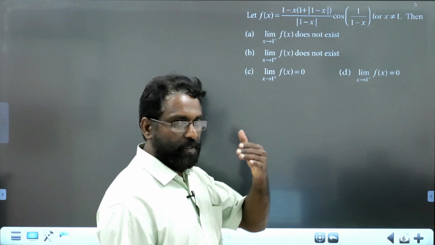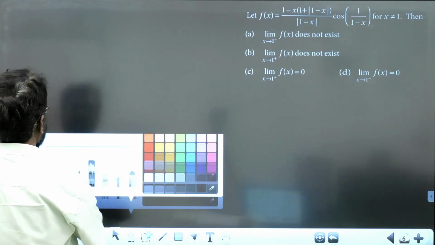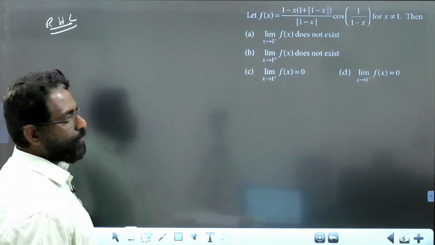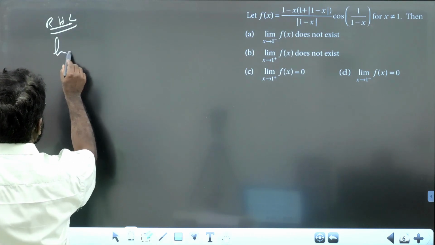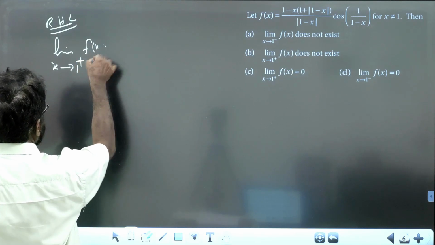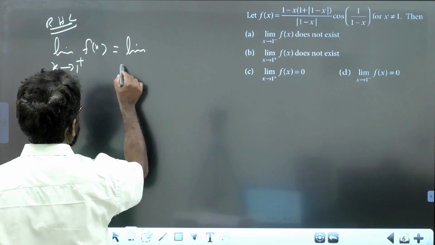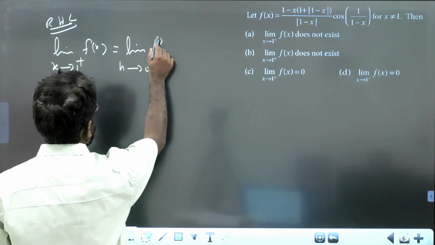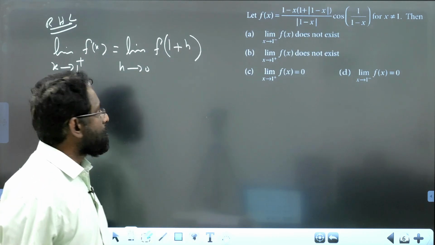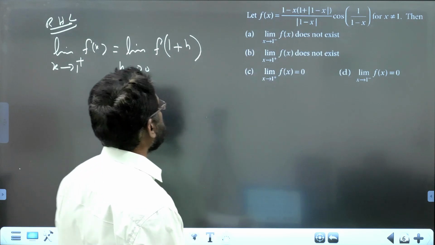Okay, we can verify each option. First, we will discuss the concept of RHL. That means limit x tends to 1 plus f of x. We have the result that this is equal to limit h tends to 0 f of 1 plus h. So you replace x by 1 plus h in the given function.